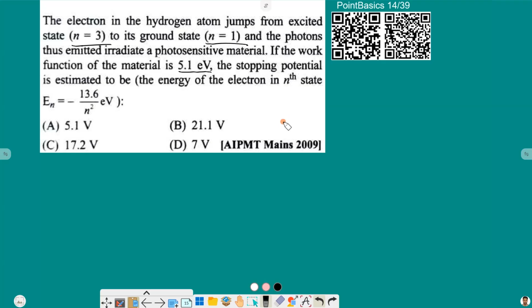Energy can be calculated by finding out the difference in the energy levels. This is happening in the hydrogen atom from the n3 to n1 state. For n3, energy will be minus 13.6 by 3 square, that is 9, electron volt, and this will be equal to minus 1.51 electron volt. And for the ground level, E1 will be equal to minus 13.6 electron volt. So the energy of the photon will be minus 13.6 plus 1.51; as it is negative and negative, we get the difference, and take its magnitude. That will be 12.1 electron volt. So this is the energy of the emitted photon.